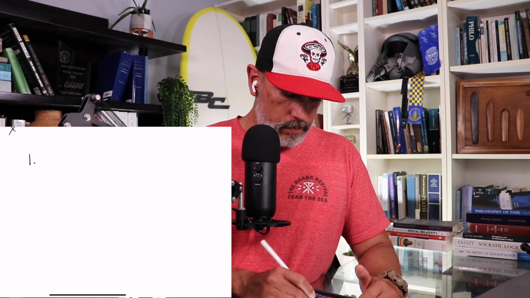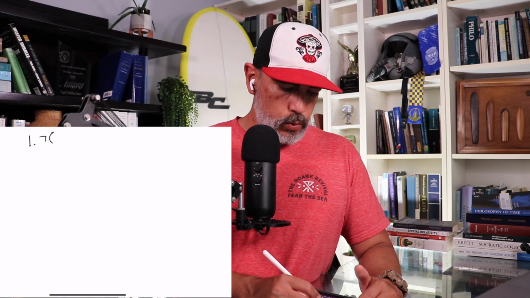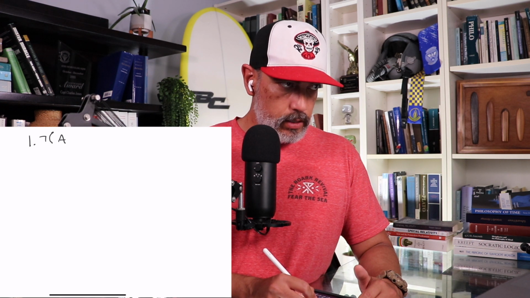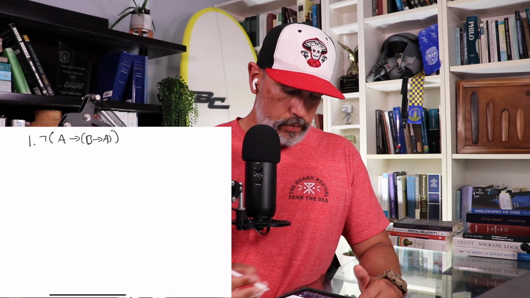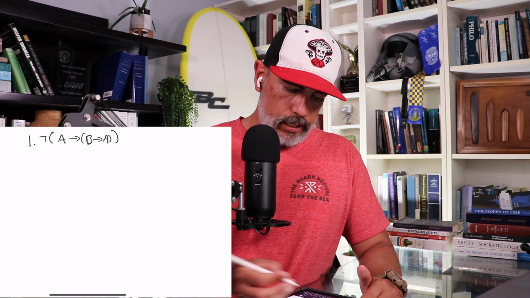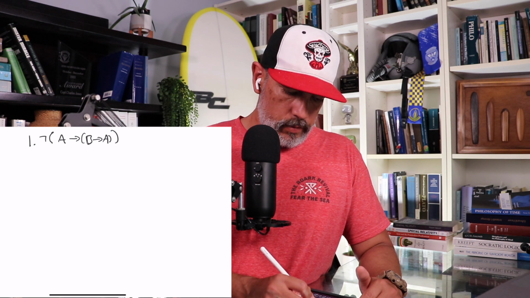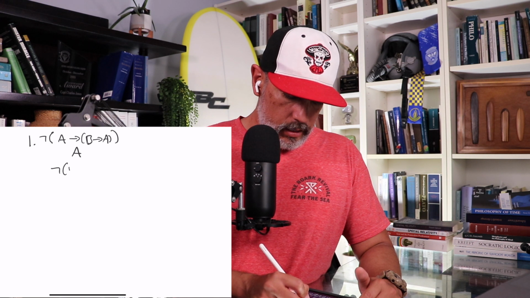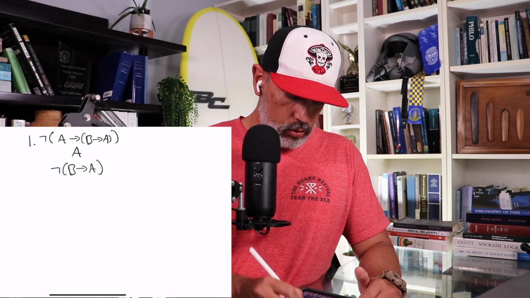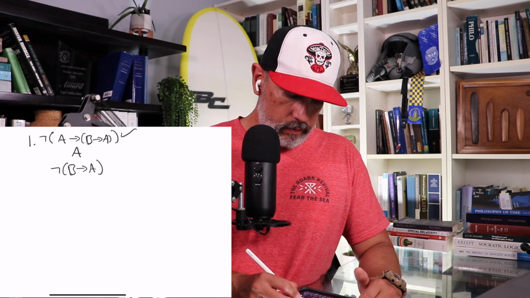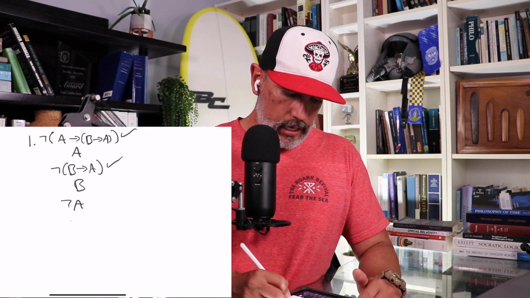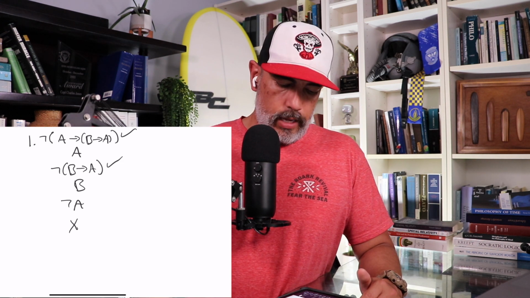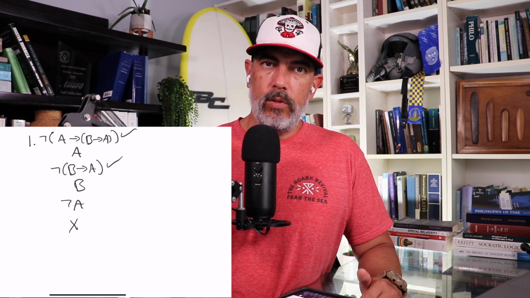So, number 1 here, we'll have not, and this is what they mean by adding the parentheses. I'm putting parentheses around: if A, then if B, then A. End parentheses. I'm adding those parentheses. So we have the negation of a conditional that will look like this: A, not, if B, then A. Check. Then we have another negation of a conditional that will look like this: B and not A. We have an A and a not A. That's a contradiction. So we have a closed branch and only one branch there. So this is a tautology.